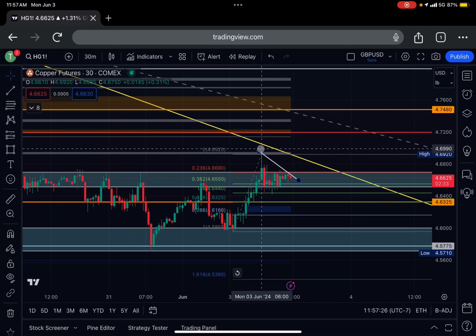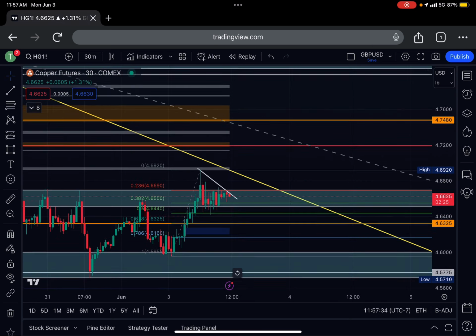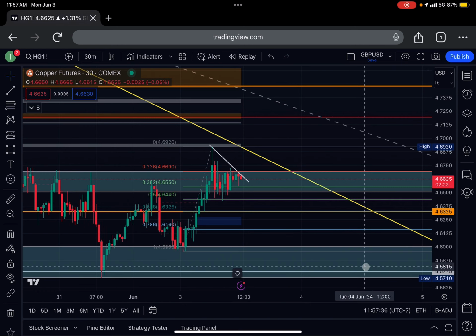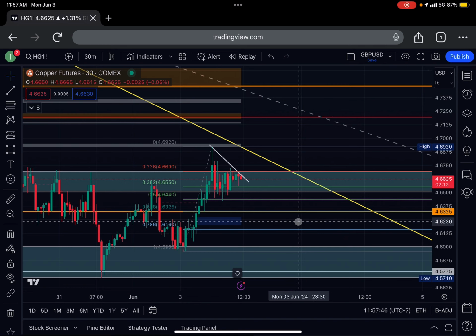Possibly we could be following this, potentially, maybe, who knows. Never know, guys. We could be looking for a short, we could be coming down, but I need more confirmation though. That's just my opinion.